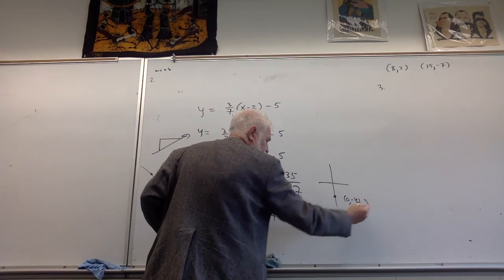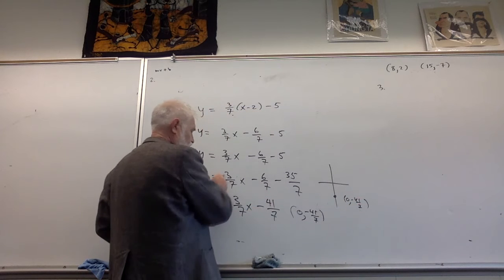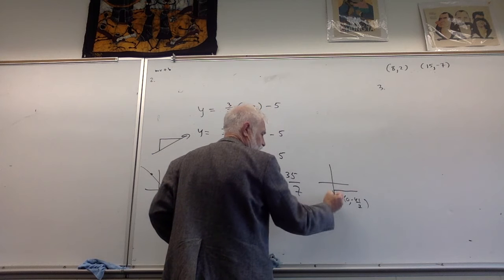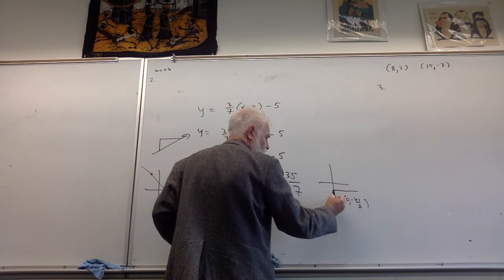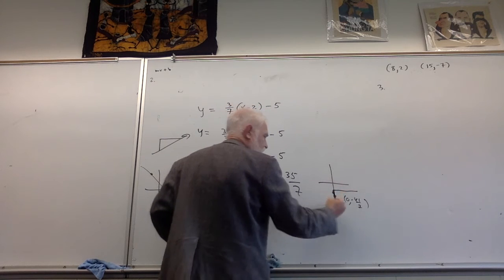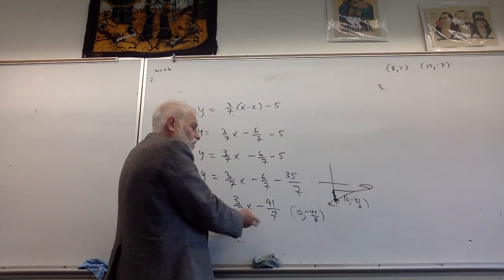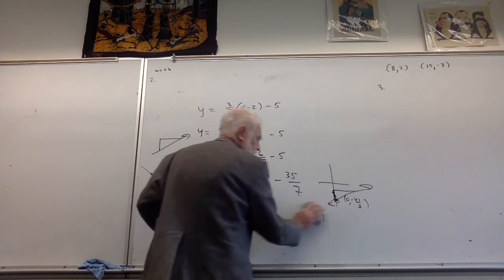-41 over 7, and I have a 3-to-7 ratio of change. 3-ish, 7-ish is about maybe it's a little lower here. That looks like about a 3-to-7 ratio of change. There's a slope, there's an intercept. That's why it's called slope-intercept. All right, we'll do one more.